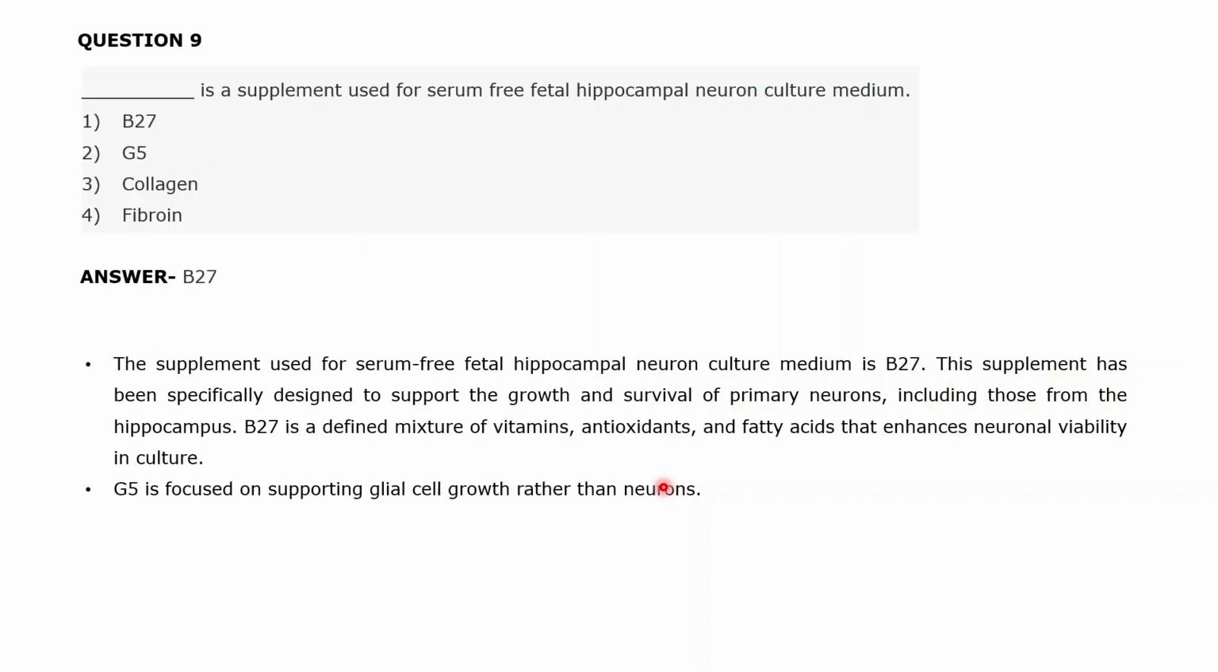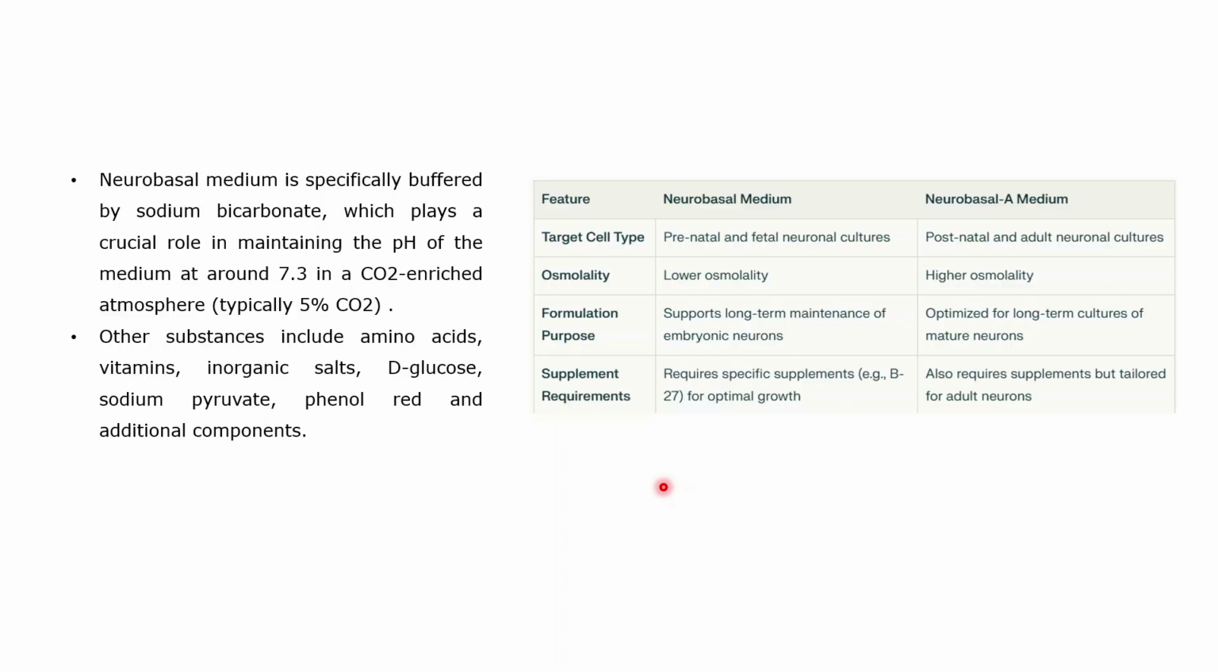If you look into glial cells, there are several different glial cells: microglia, oligodendrocytes, as well as astrocytes, or astroglia. So rather than neurons, G5 is used to support glial media. It is also a defined media.